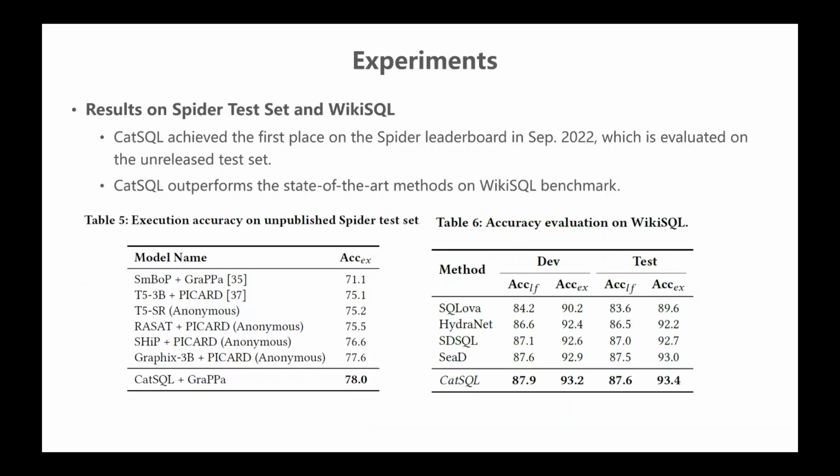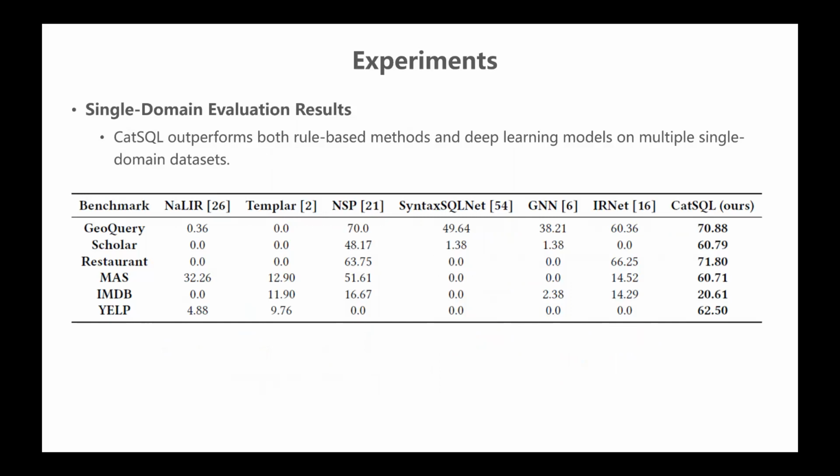We submitted our model to the Spider leaderboard and obtained the results on the unreleased test set. CatSQL achieved the first place on the Spider leaderboard in September 2022. On the WikiSQL benchmark, CatSQL also outperforms the existing methods. On single-domain benchmarks, we compare CatSQL with both rule-based approaches and deep learning-based models. From the results, our CatSQL consistently achieves significant improvements over the compared baselines across all test cases.